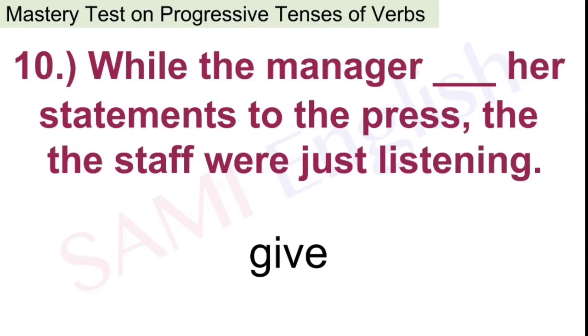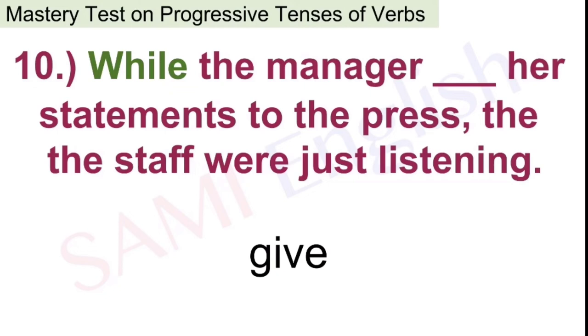Number 10. While the manager blanked her statements to the press, the staff were just listening. If you notice, there are two clauses here, okay? The first clause is the one with while, okay? While the manager blanked her statements to the press, and then the second clause is, the staff were just listening. We use while for two ongoing actions. We call them parallel actions. Meaning, there are two actions happening at the same time.